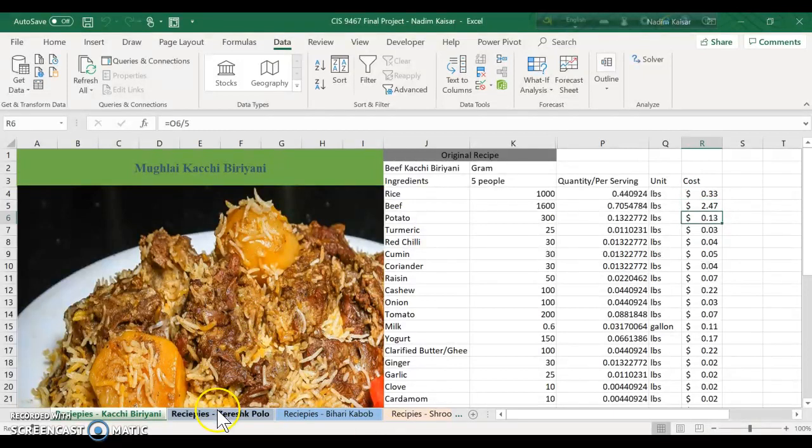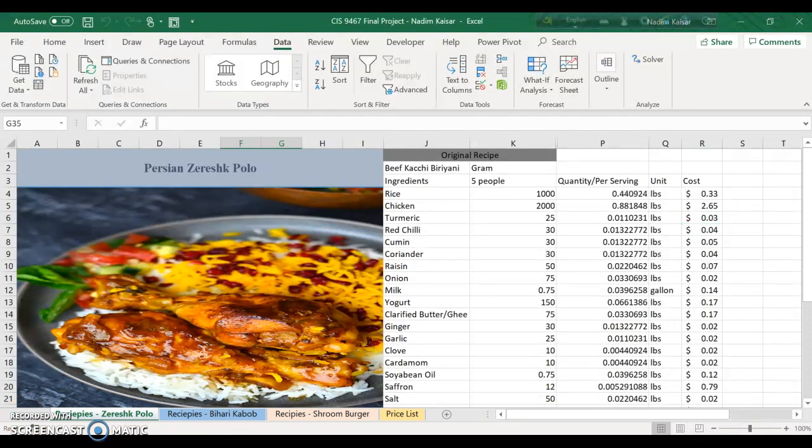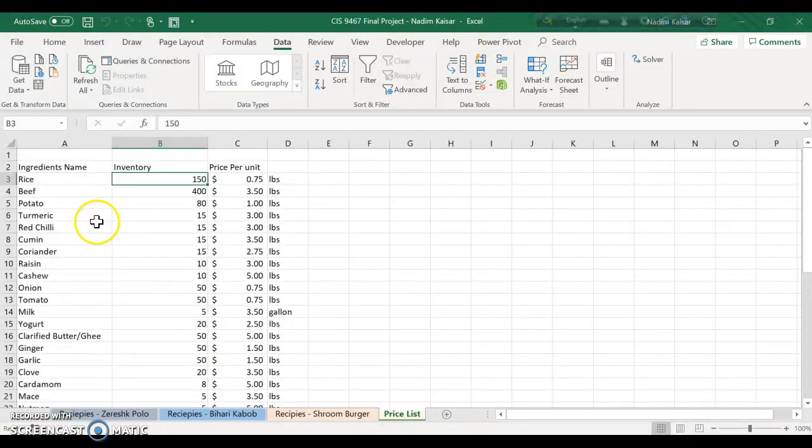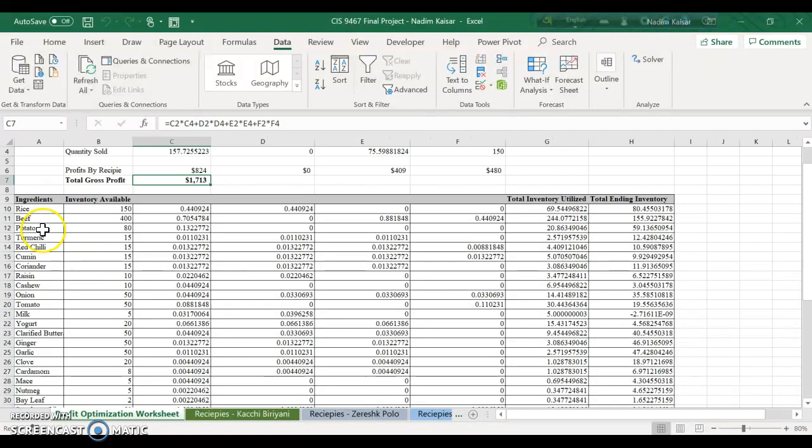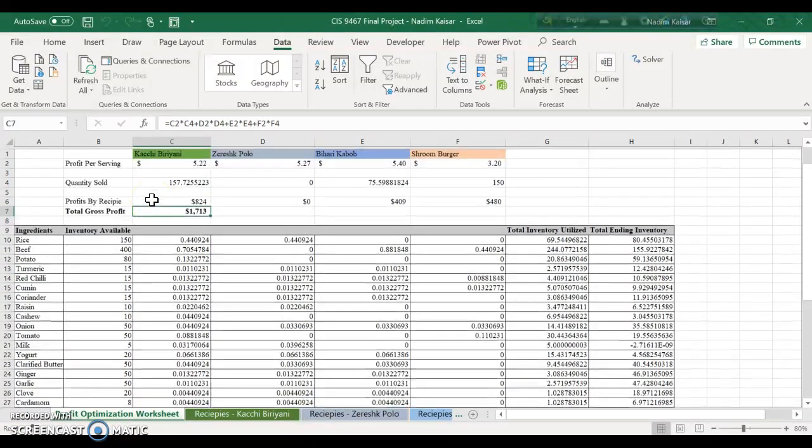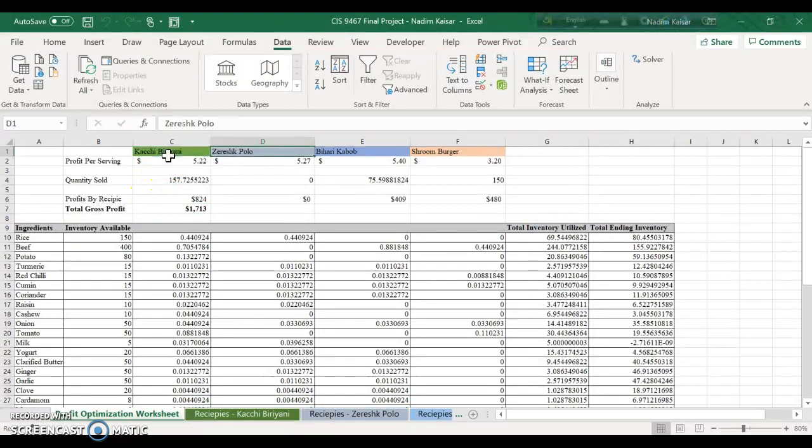I have included all of these ingredients in my price list tab, where I have shown how much each of these ingredients costs per unit, as well as how much of the inventory is in stock for the restaurant owner. Then on my profit optimization worksheet, I listed all of those ingredients, as well as each of these dishes.